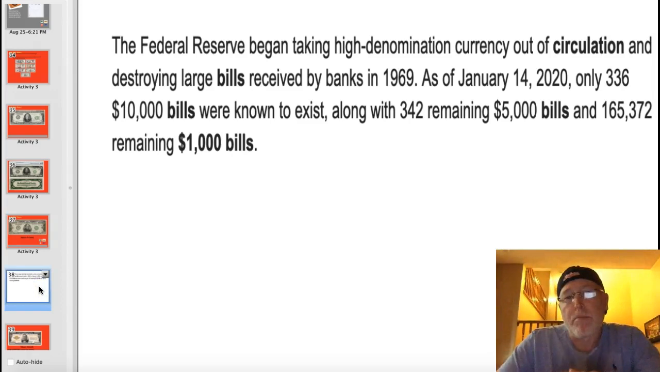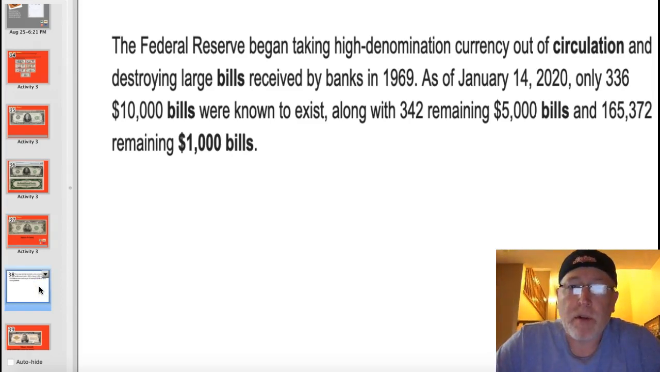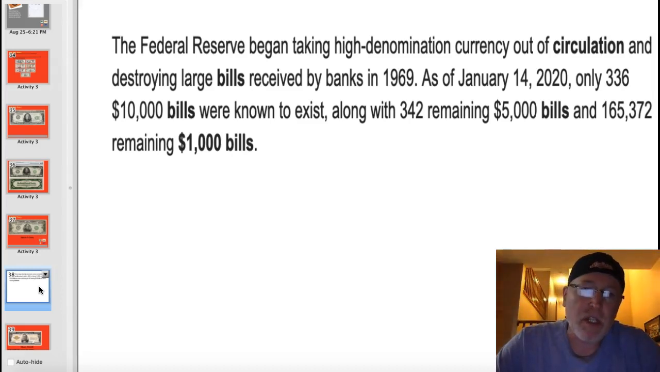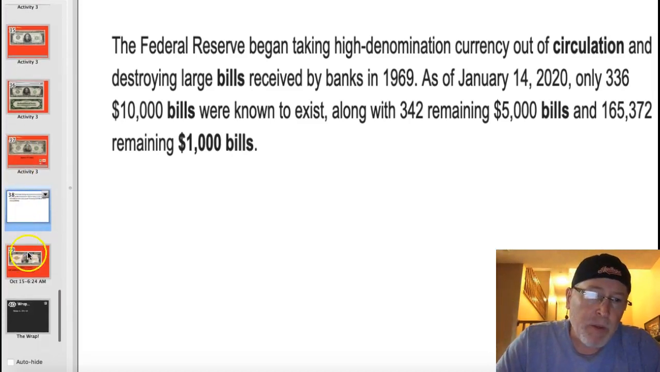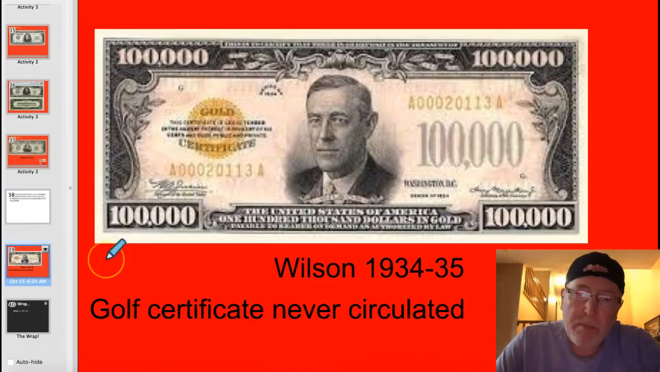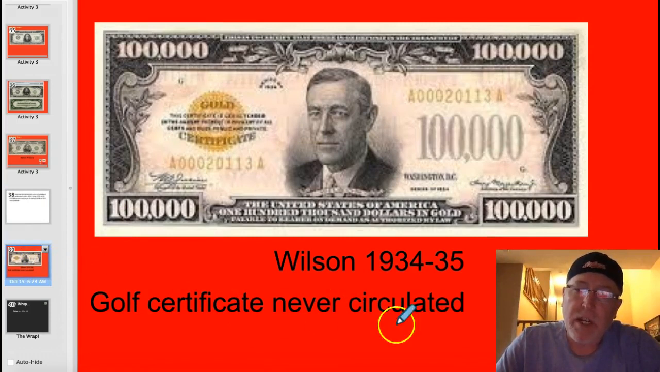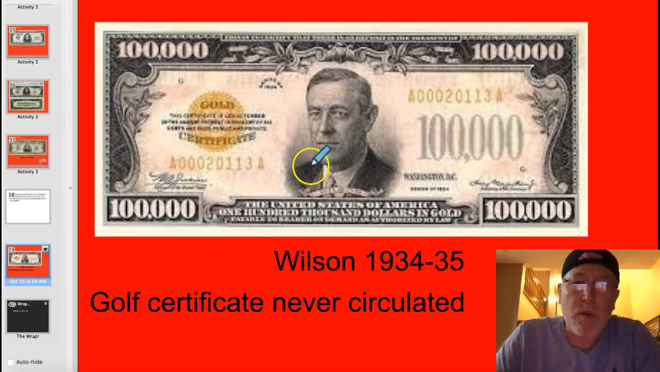So some of these larger bills, the Federal Reserve started taking them out of circulation, destroying them in 1969. So as of January 14th of this year, there were only 336 $10,000 bills known to exist, along with 342 $5,000 bills, roughly 165,000 $1,000 bills. There was also a $100,000 bill, but it was really a gold certificate and never circulated. It was from 1934 to 35. That had Wilson on it.